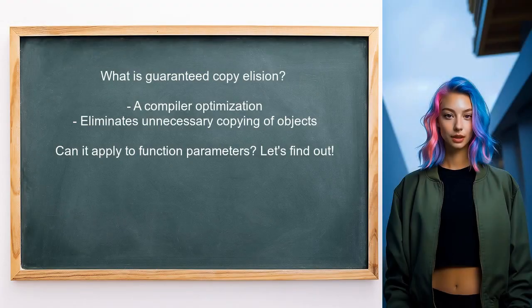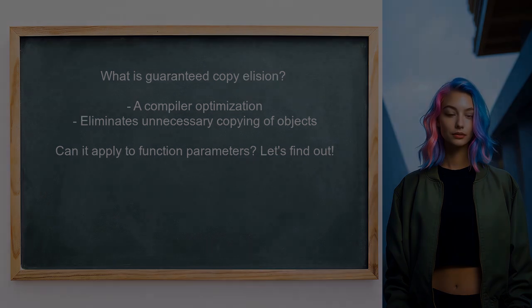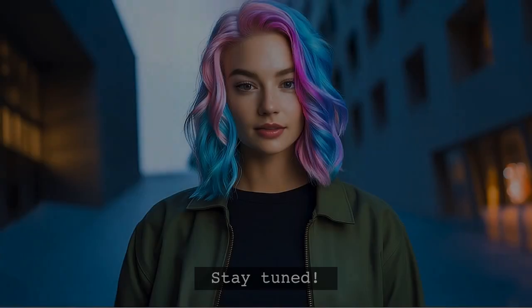So, what exactly is guaranteed copy elision? In simple terms, it's a compiler optimization that allows the compiler to eliminate unnecessary copying of objects. This can lead to significant performance improvements, especially in resource-intensive applications. But does it apply to function parameters? Let's find out. And stick around.